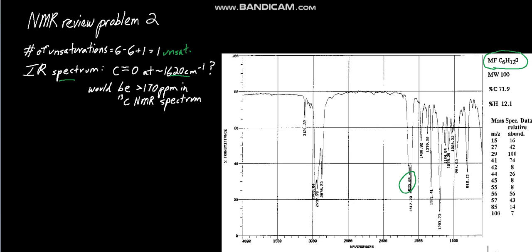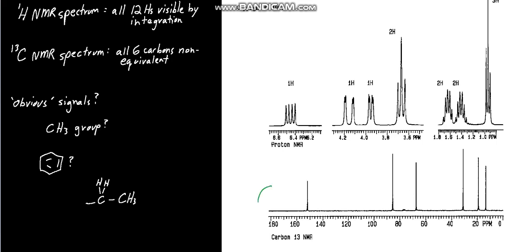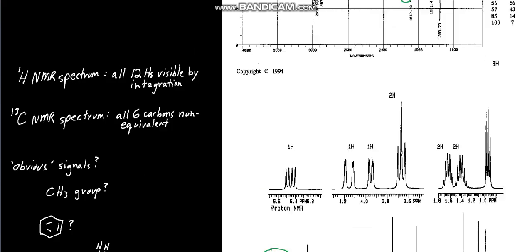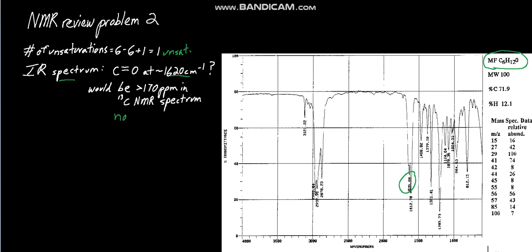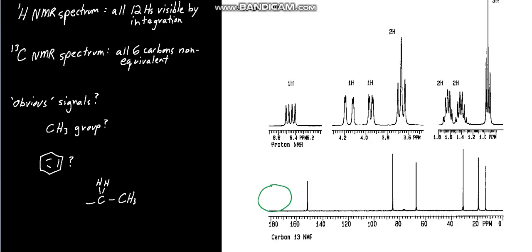Now, if you have a carbonyl, you could skip ahead at this point and check the carbon NMR spectrum. There should be a peak greater than 170 ppm in the carbon-13 NMR spectrum, and if you look down at this, we do not have any such peak in the carbon NMR spectrum. So no, we do not have a carbonyl. We have an oxygen that is not part of any functional group that we can see by IR. So the IR really doesn't tell us much of anything in this case. Now let's go to the NMR spectrum.